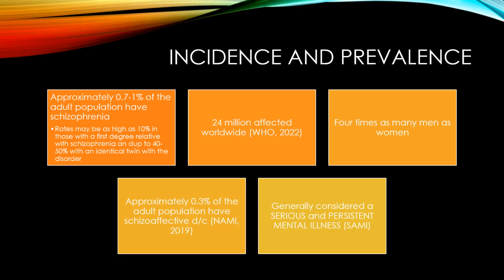Incidence and prevalence. Approximately 0.7 to 1% of the adult population have schizophrenia. Rates may be as high as 10% in those with first degree relatives with schizophrenia, and up to 40 to 50% with an identical twin with the same disorder. 24 million people affected worldwide, 4 times as many men as women.